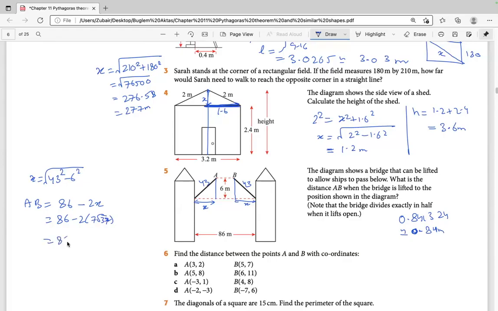Avoiding all the decimals, I'm getting this. And now 86 minus 2 into 7 square root 37. I get 0.84132. So if the degree of accuracy would have been specified, this is meters.